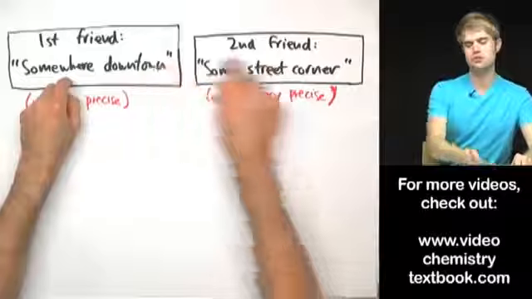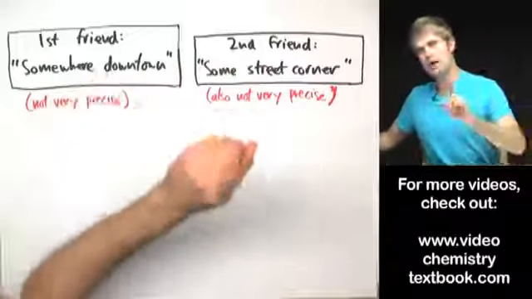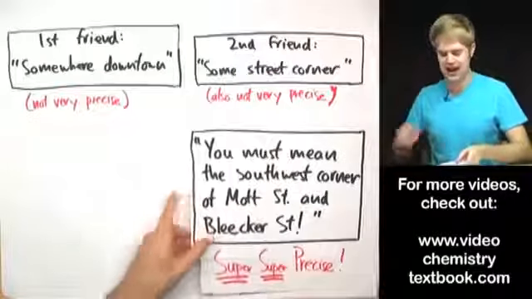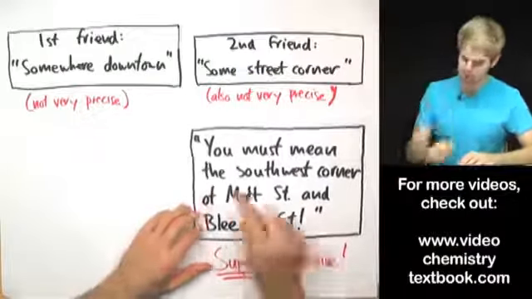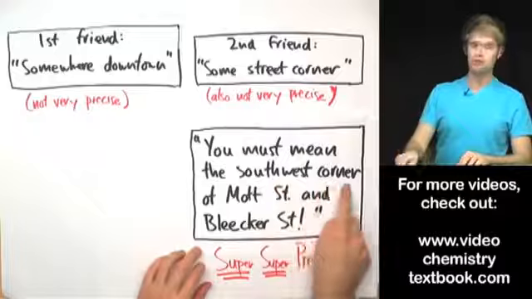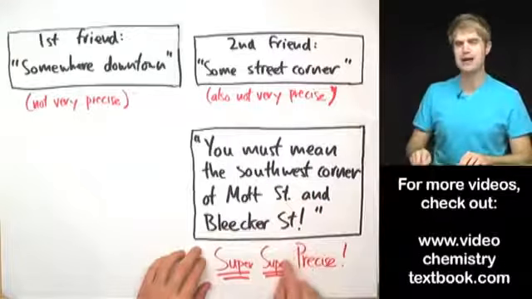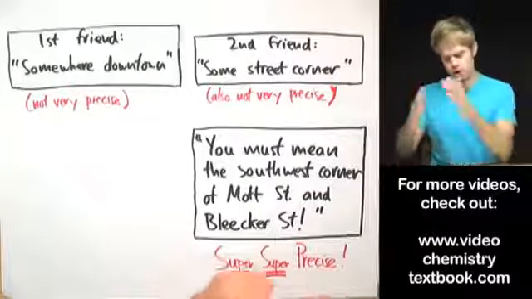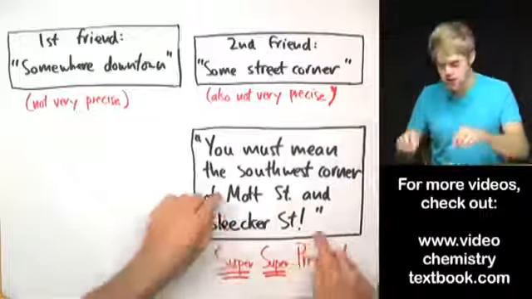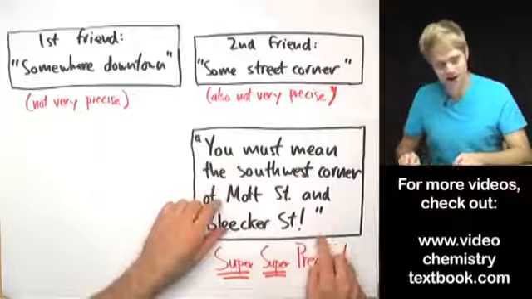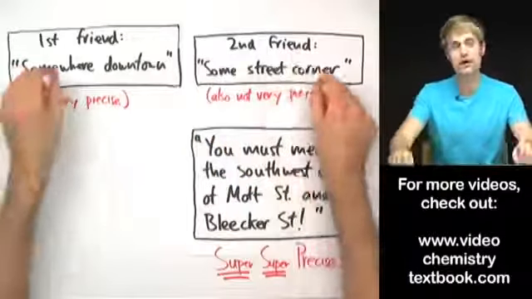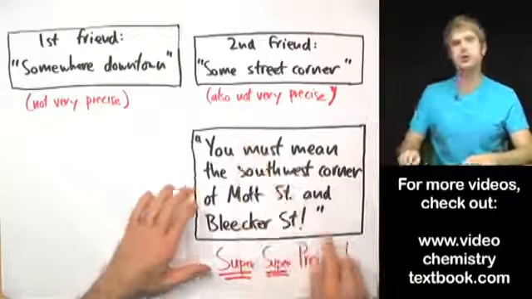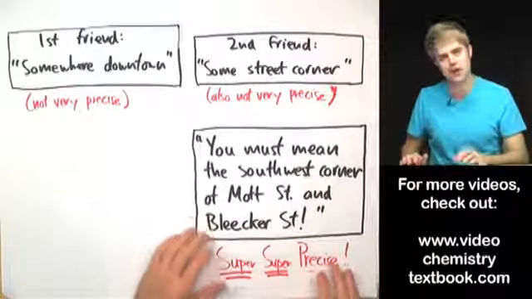Now, based on these two pieces of information, would it be possible for you to come up with this answer? Would it be possible for you to hear these two pieces of information and think, aha, you must mean the southwest corner of Mott Street and Bleecker Street? All right? This is an incredibly precise answer. You know exactly where they are. No, you couldn't do this, right? Based on these two very not precise starting pieces of information, it would be impossible for you to come to this very, very precise conclusion.